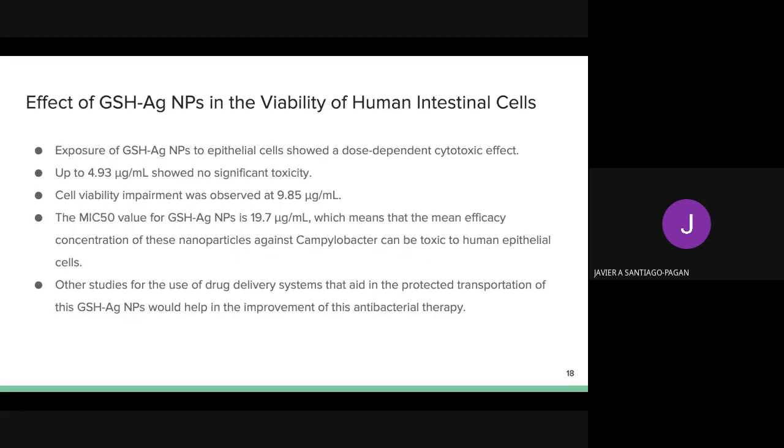Then the authors finally assess the effects of these silver nanoparticles on the viability of human intestinal cells to see the toxicity to normal cells. They found exposure of these nanoparticles to epithelial cells showed a dose-dependent cytotoxic effect. Up to 4.93 microgram per milliliter showed no significant toxicity, but cell viability was impaired at greater concentrations of 9.85 microgram per milliliter.